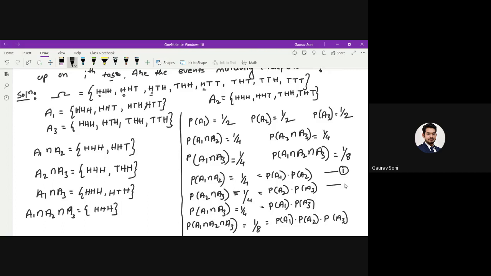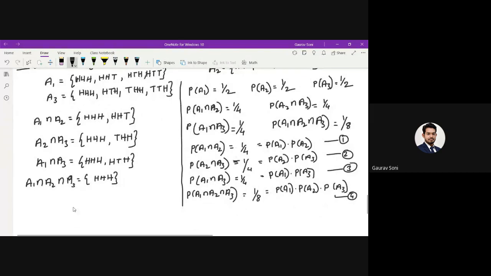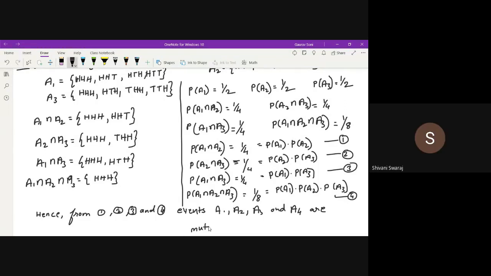So from conditions 1, 2, 3, and 4, events A1, A2, and A3 are mutually independent.